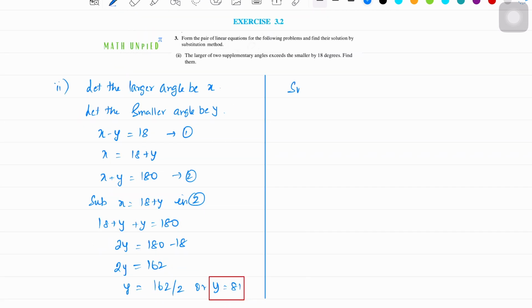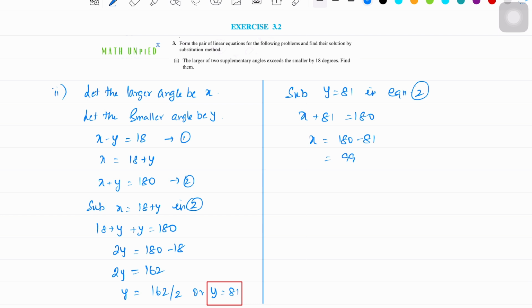So substitute y equals 81 in equation 2. x plus 81 equals 180, or x equals 180 minus 81, that is equal to 99. So therefore the two angles are 99 degrees and 81 degrees.